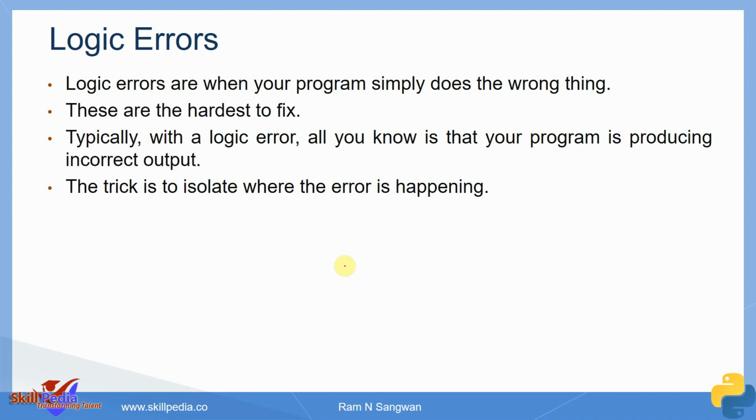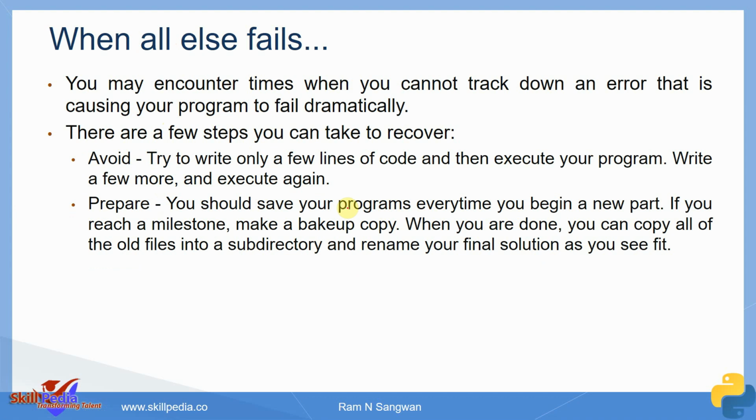Logical errors are the most difficult to handle. Logic errors are when your program simply does the wrong thing. These are the hardest to fix. Typically with a logic error, all you know is your program is producing incorrect output. The trick is to isolate where the error is happening. When all fails, what should you do? You may encounter times when you cannot track down an error that is causing your program to fail dramatically. There are a few steps you can take to recover.